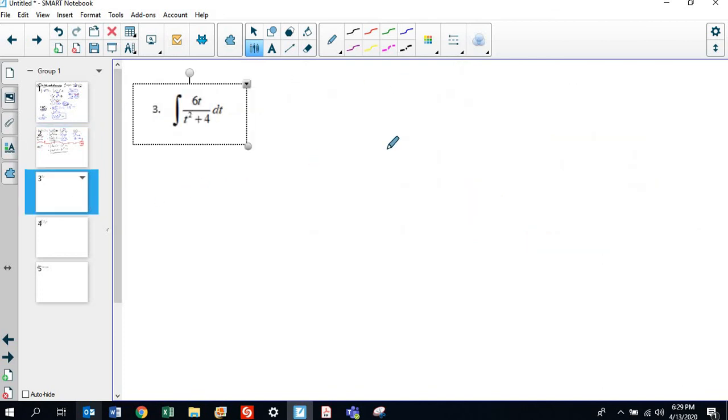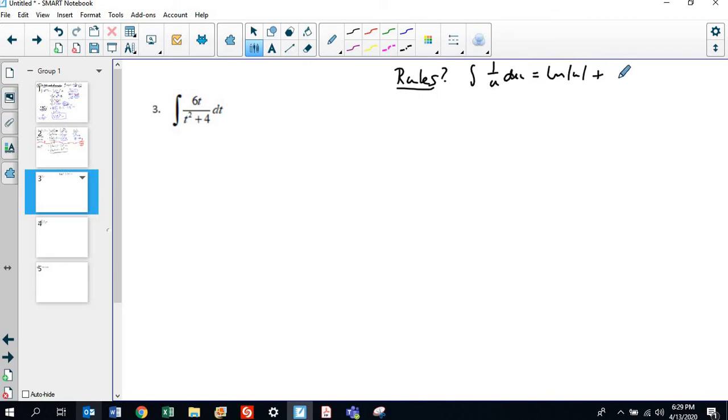Problem number 3. I look at this and I don't see anything inside of another. So now I have to think about my rules, right? My rules, I have a power rule, I have all the trig function rules, I have e to the power, and I have 1 over u du. That's one of my rules. Well, this certainly could qualify for that because this down here is stuff over t squared plus 4.